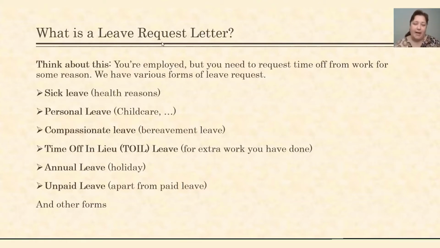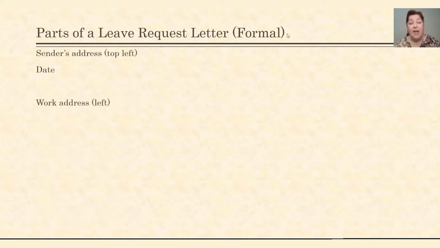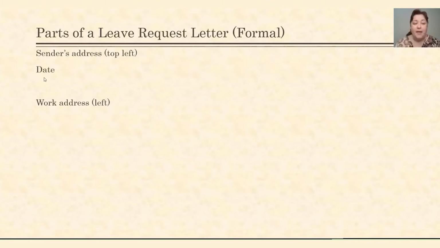So that's what we mean by a leave request letter. Okay, so we're going to look at parts of a leave request letter, and we know it's a formal letter, so we need to include the sender's address. That's your address. You are the person writing the letter. You are the person sending the letter. So you need to write your address top left. Then you write the date that you are writing the letter. Under that, you write your work address, okay? And that's the person who will receive the letter.